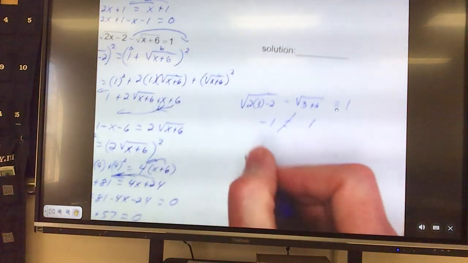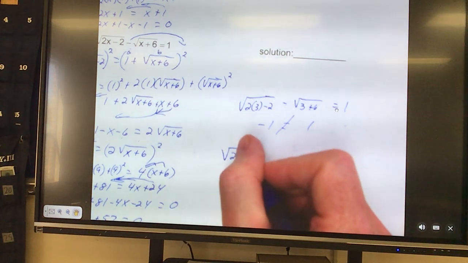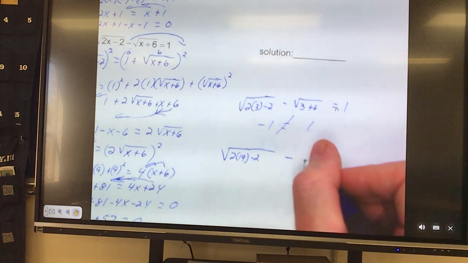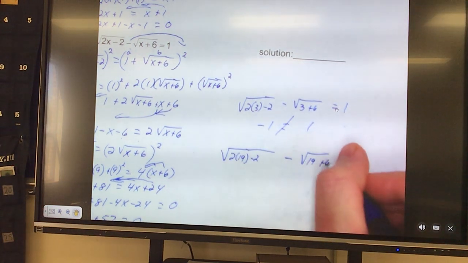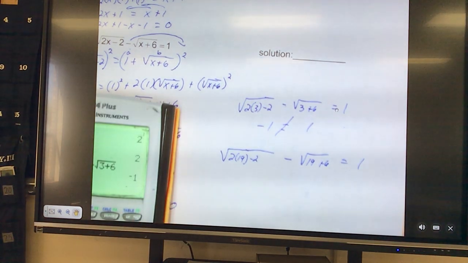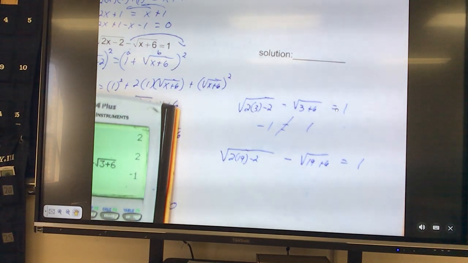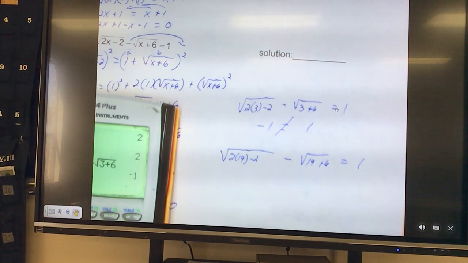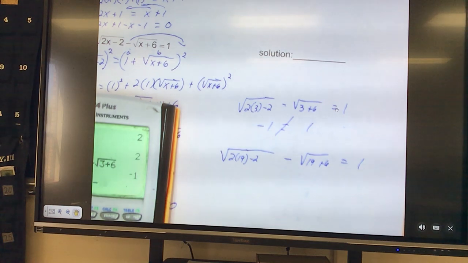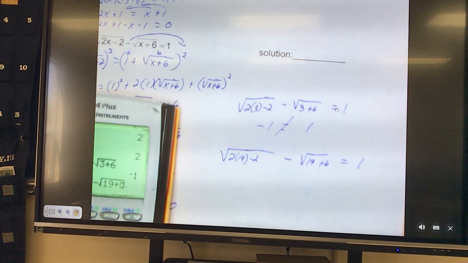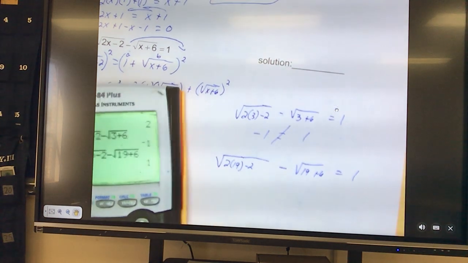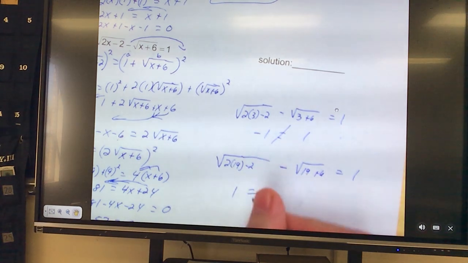So let's try 19. So we have square root of 2 times 19 minus 2 minus square root of 19 plus 6. We want it to equal 1. So we take our calculator. Square root 2, parentheses, 19 minus 2. Move out from under there. Minus square root 19 plus 6. We're going to hit enter and hope it equals 1. And sure enough, it does. So 1 equals 1. So 19 works.